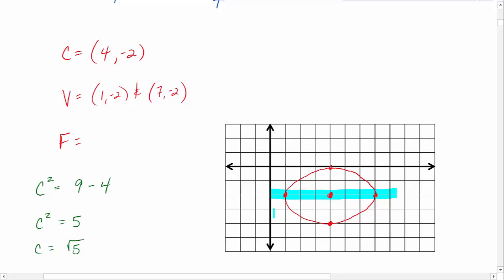Because our ellipse is long in the horizontal direction, that means that we are going to add or subtract the c value from the horizontal component, or the x value of our center, while the y value will stay the same. Our foci are going to be located at 4 plus or minus the square root of 5, comma negative 2.